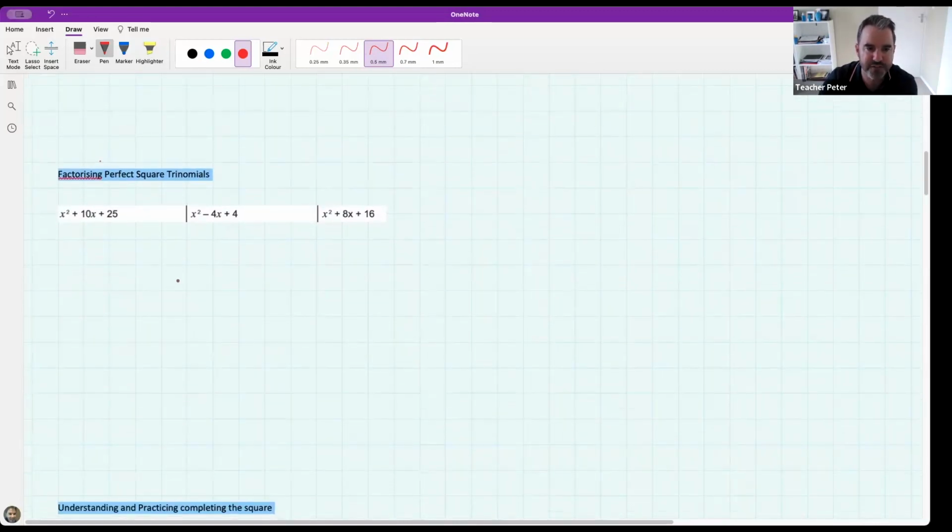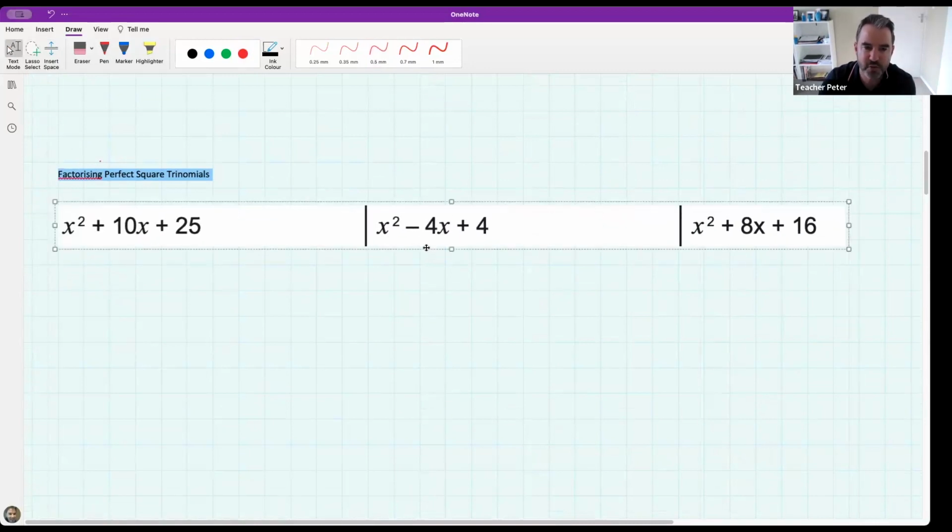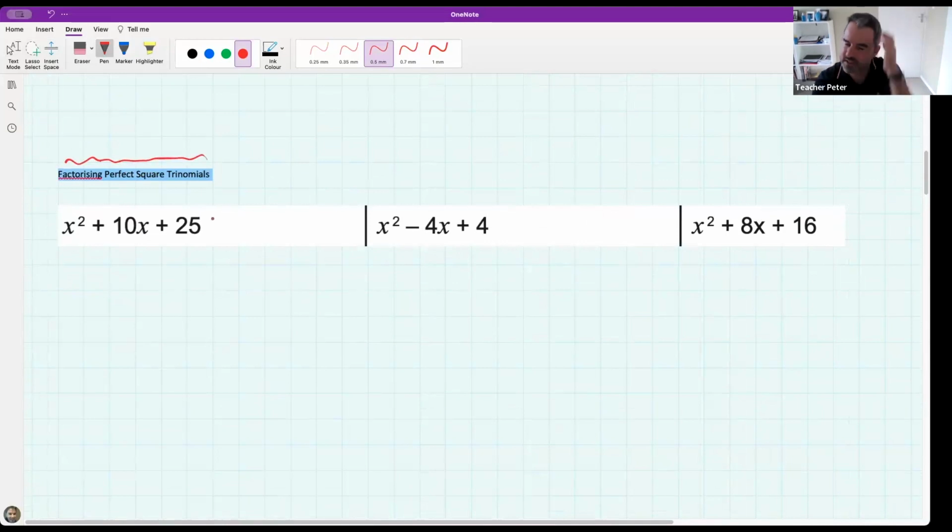I want to now factorize these trinomials. So these are 3 trinomials, and I'm calling them perfect square trinomials. You'll see in a moment. But I'll do the first one, and then you can do the second one. Okay, so this is a trinomial. To factorize a trinomial, there are different methods. The one method is to open the brackets like this and think about what goes in there.